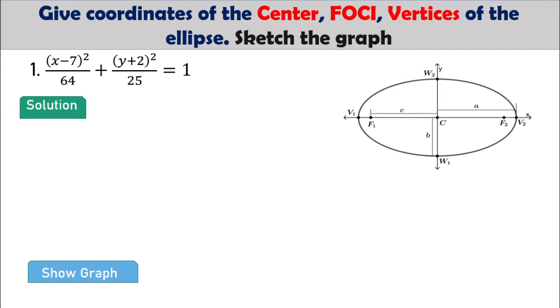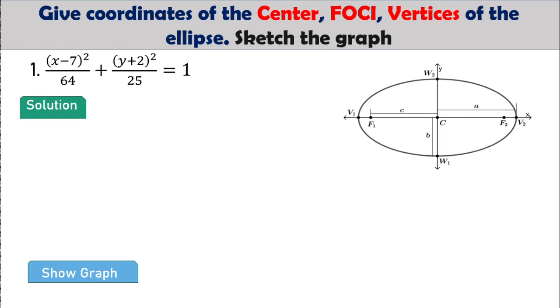Okay, now, let's have another problem. Okay, this is much more difficult than our previous examples because we're going to find the standard form. We're going to sketch the graph given the center, the foci, and the vertices of the ellipse. Okay, so let's have the problem number 1.